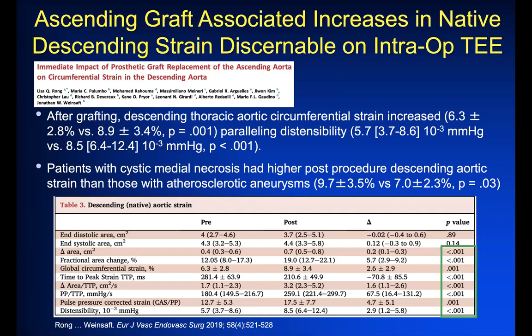What we can see in this cohort of patients who are undergoing ascending grafting is that biomechanical properties of the native descending aorta are markedly altered following ascending graft implantation. Descending strain markedly increased, paralleling increases in distensibility. And importantly, patients with cystic medial necrosis had higher post-procedure strain than did those with atherosclerotic aneurysms or other conditions, demonstrating that the impact of grafting on biomechanical properties of the aorta may vary based on underlying disease etiology and diagnosis.